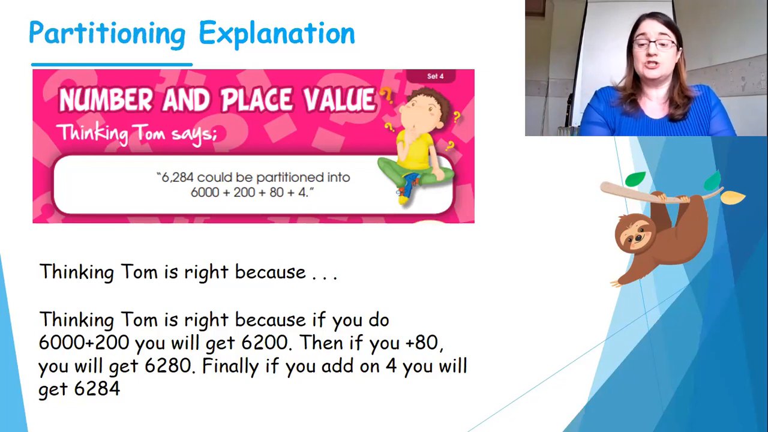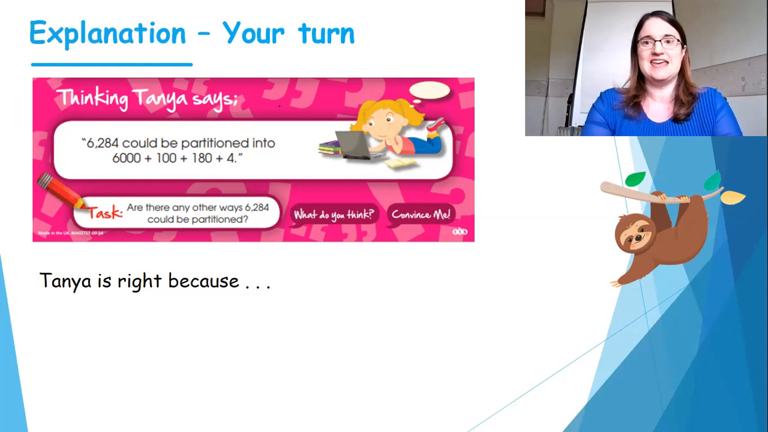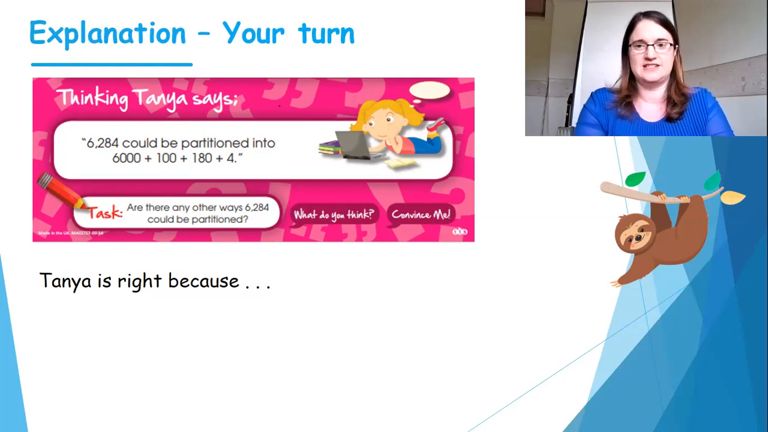6,284. So you're going to do exactly the same now with Thinking Tanya's version. So she says 6,284 could be partitioned into 6,000 plus 100 plus 180 plus 4. So I've given you a little bit of a hand today and I've told you that she is right. So I've started the sentence with Tanya is right because, as it's our first explanation together. I now want you to finish that just like I did for Thinking Tom.